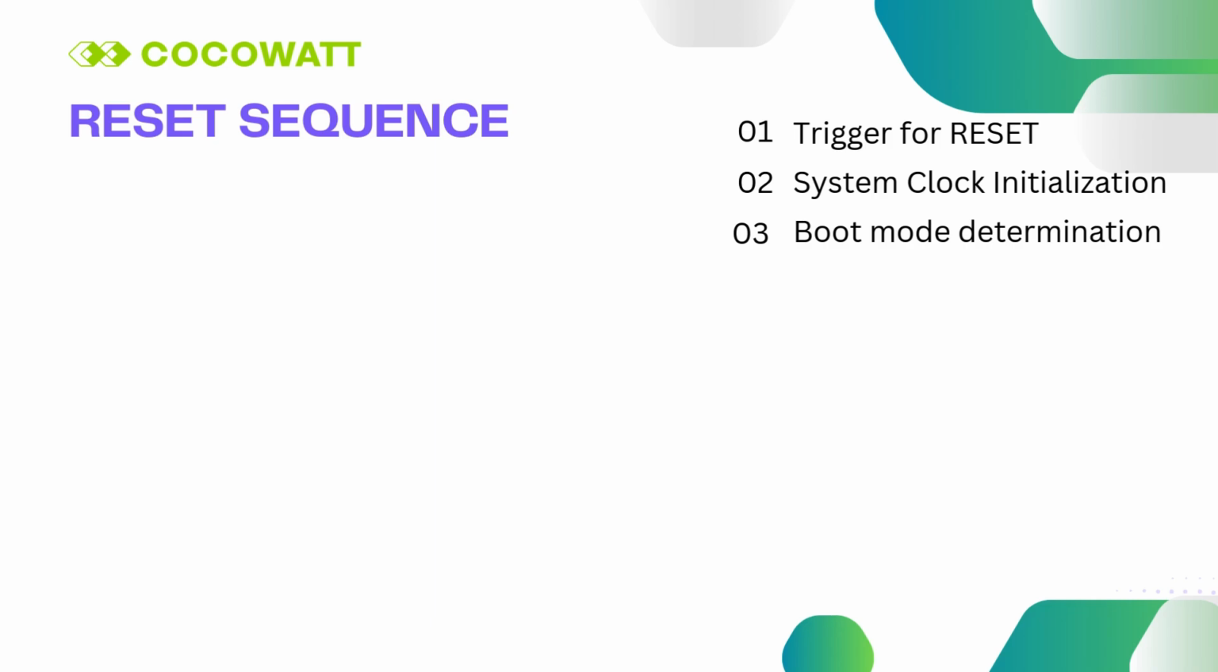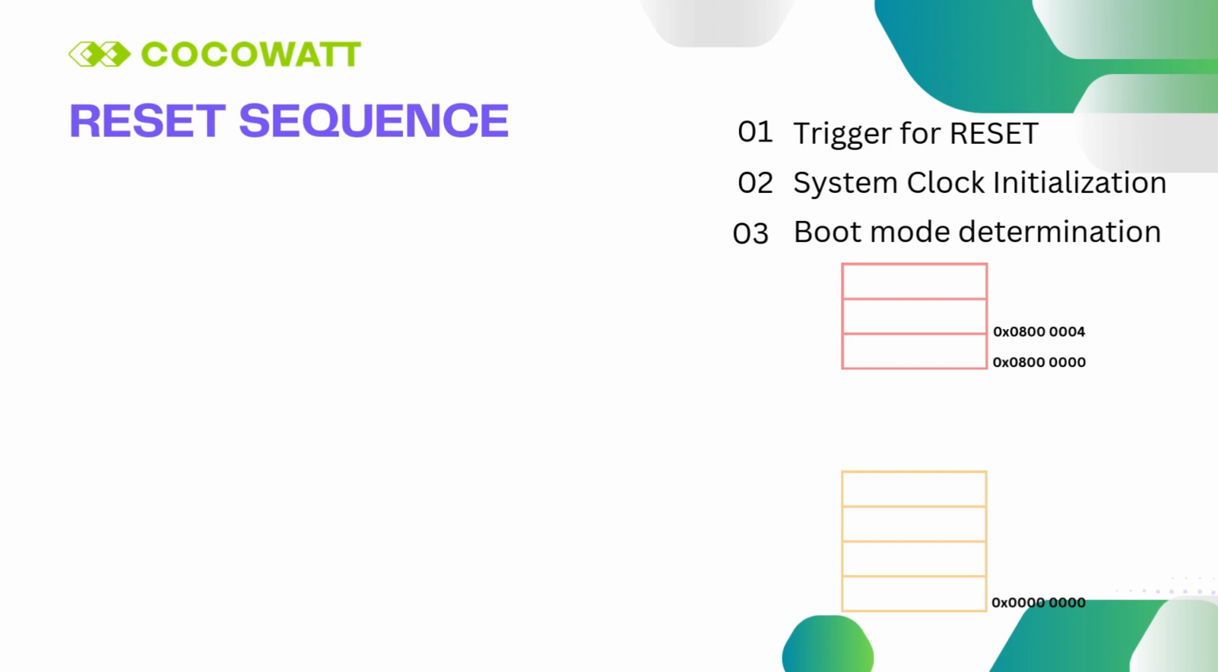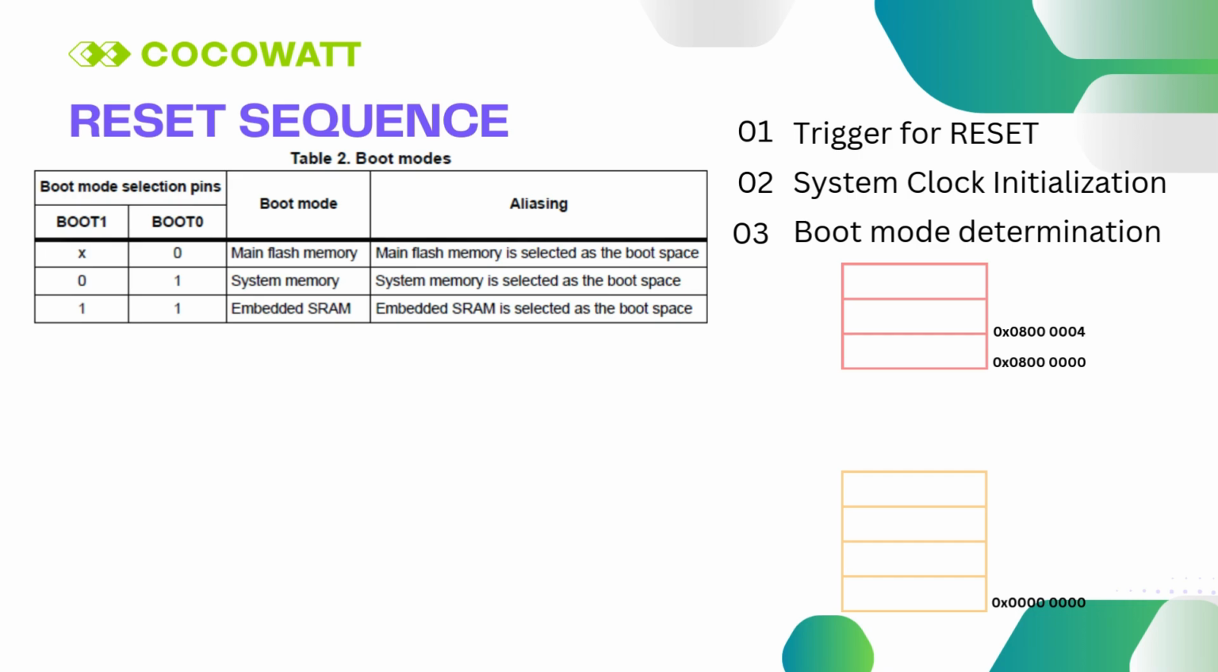So, by default, ARM controller starts booting from address 0. But our flash memory sits in 0x08000000. If our boot mode is selected as X0, that means boot 0 pin is grounded, then always main flash memory is selected as the boot space.